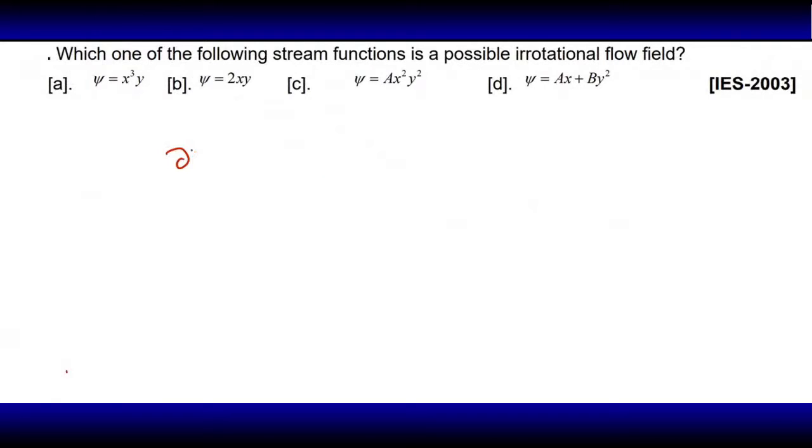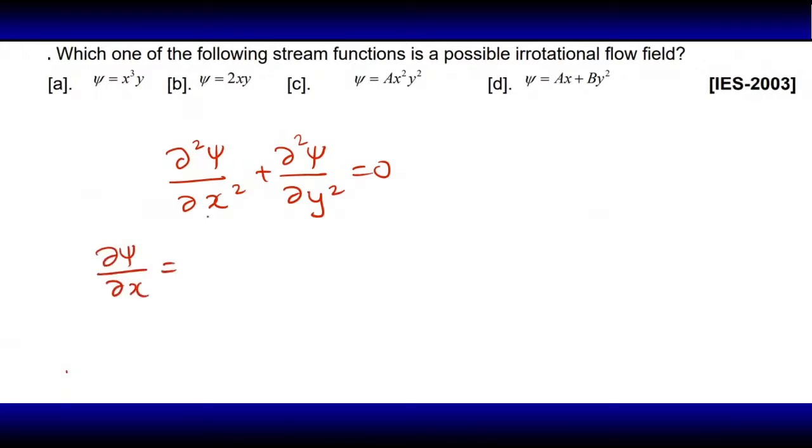Okay, option 2, ma'am. So you have used this one: del square psi by del x square plus del square psi by del y square equal to 0. It has to satisfy this. Yes, ma'am, so first let me try and solve it. Okay, you have to find for all the four, right? Then only you will understand which one is irrotational.